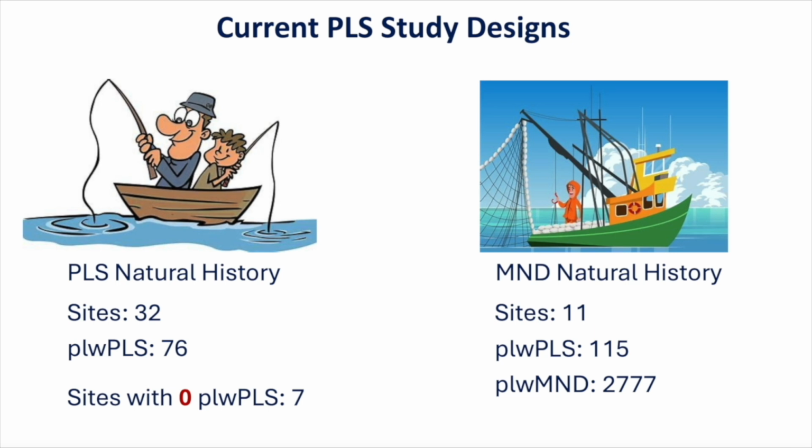Another design is more of a trawler, where you're using nets of different sizes. I would compare this to our MND-ALS natural history consortium exercise, where we have 11 sites with 2,800 or so people with MNDs, and out of them, 115 have PLS. So again, we're asking everyone who consented, from the site investigators who agreed to participate in the consortium, to approach everyone in their clinics, a very much trawler net approach. So there are better methods, right?